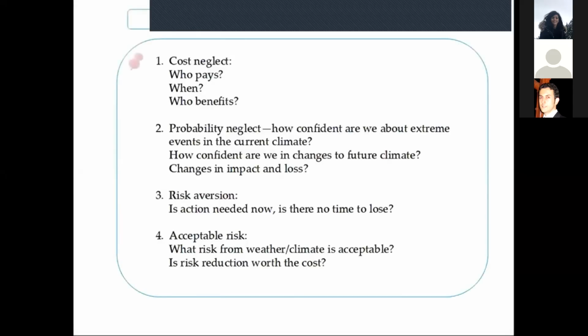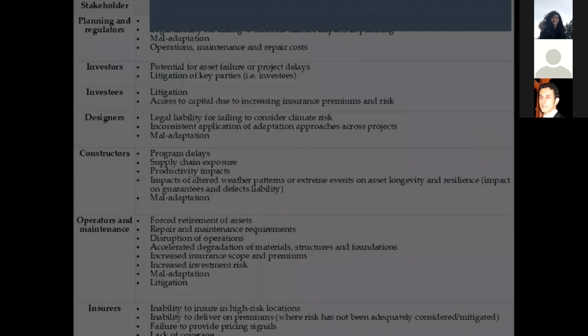When it comes to climate or extreme weather, cost neglect, probability neglect, risk aversion, and acceptable risks are the key issues. And we can see these issues implemented in the construction contracts.